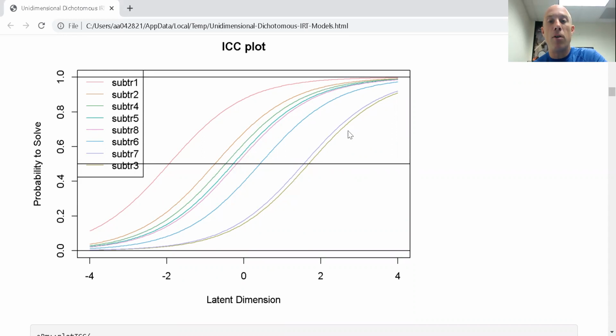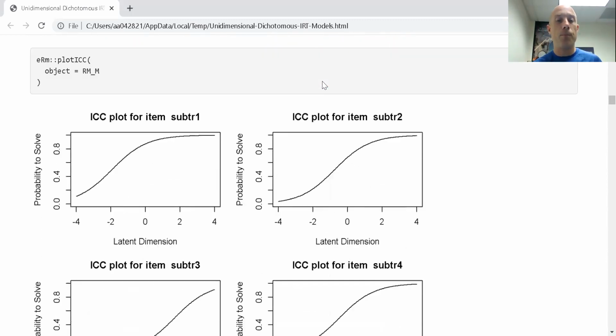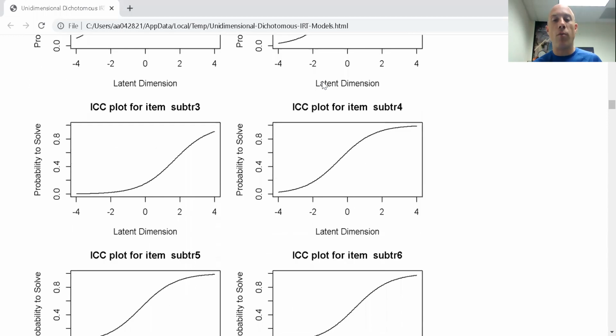It takes a much larger ability. So if the student has an ability of 4 for the latent variable, they still don't have nearly 100% likelihood of getting it correct. While over here, for question 1, we can see if the student has a latent ability of 2, then they are very close to being guaranteed to get the question right. Here are the individual curves by themselves.